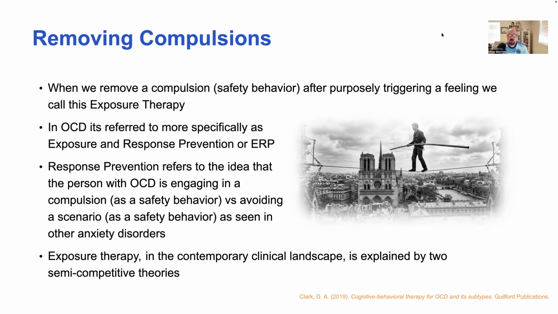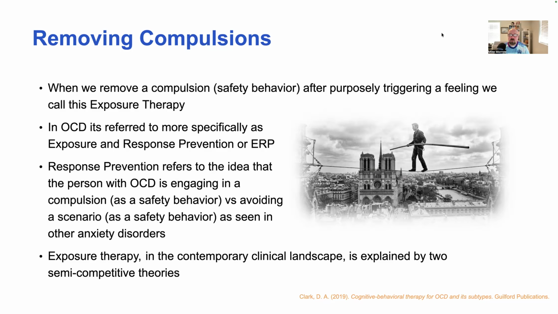So what we are looking to do is removing the compulsions. When we remove a compulsion, a safety behavior, after purposely triggering a feeling, we call this exposure therapy. So that's, in the most concise way to say it, we just take out the compulsions while we purposely trigger a feeling. So then that way we can see the reduction of whatever the undesired emotion is, but most of the time anxiety, a reduction of the anxiety over time.